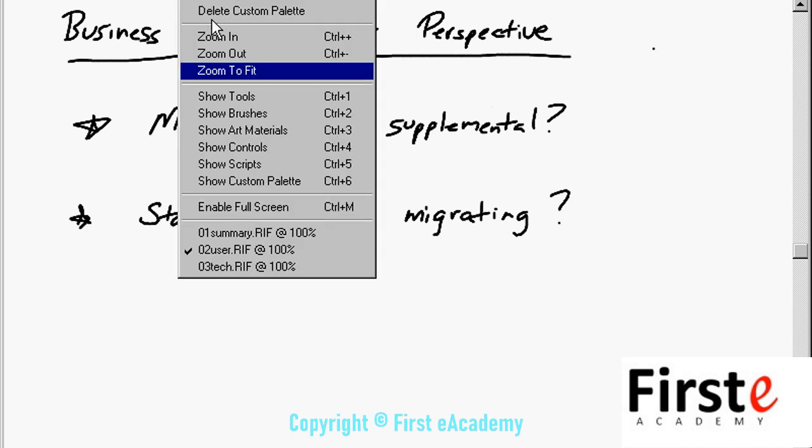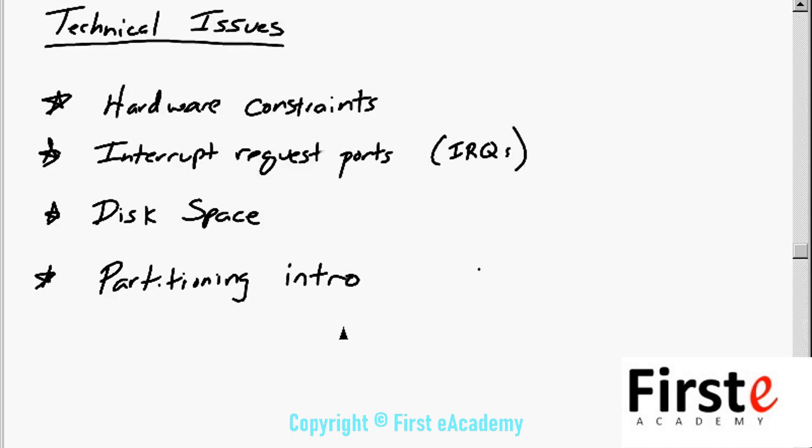Now let's move on and talk about some technical issues with regards to installation. Well, the first thing we're going to talk about are hardware constraints, like how much hardware do you need to run Linux, how much main memory, how much disk space, what kinds of hardware can you hook up to Linux, what's compatible and what's not compatible, how many devices can you hook up to your system. Now, that number of devices you can hook up is somewhat related to interrupt request ports depending on what kinds of devices we're talking about.